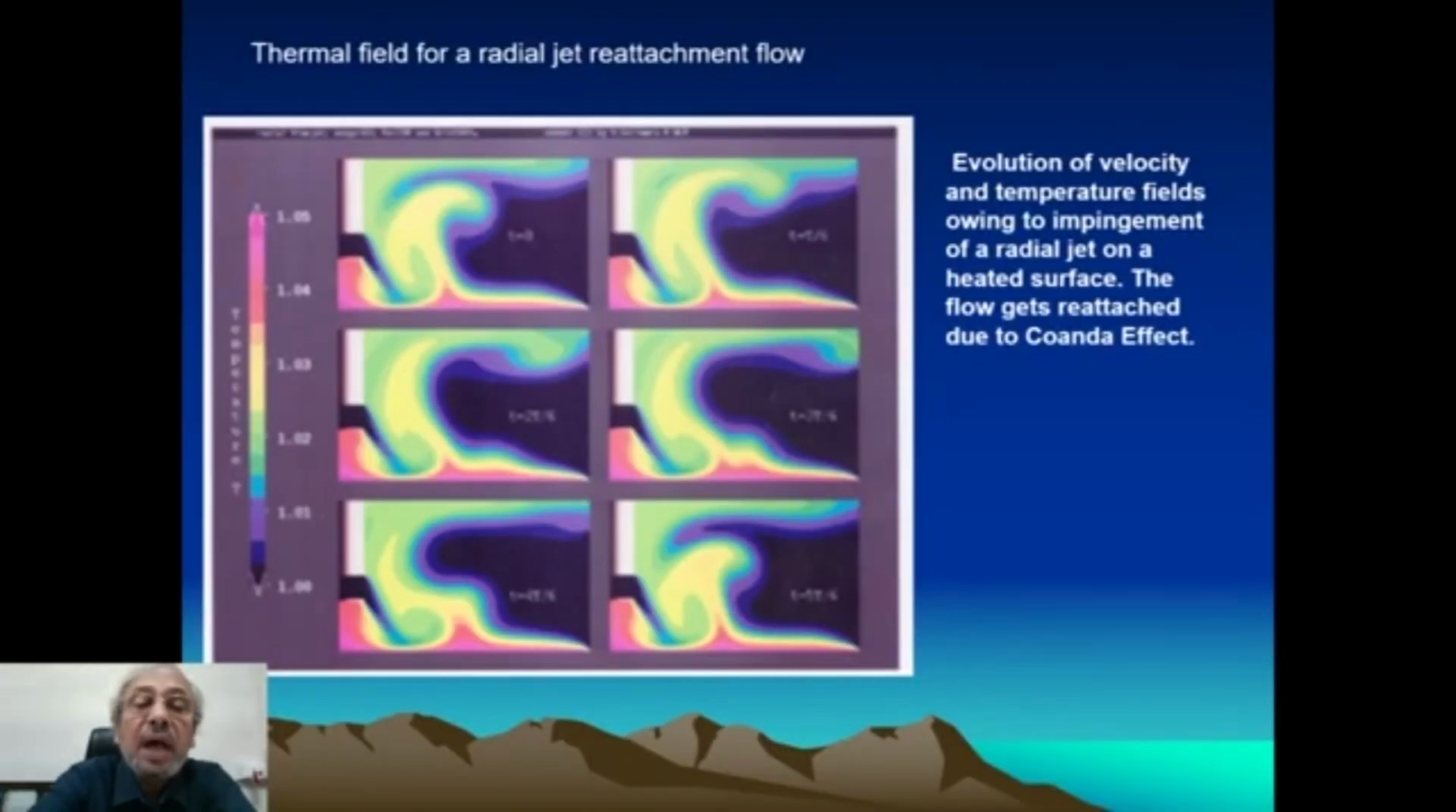This is another very successful simulation of the thermal field for a radial jet reattachment flow. We can see evolution of velocity and temperature fields owing to impingement of a radial jet on the heated surface. The flow gets reattached due to the very well known Coanda effect.